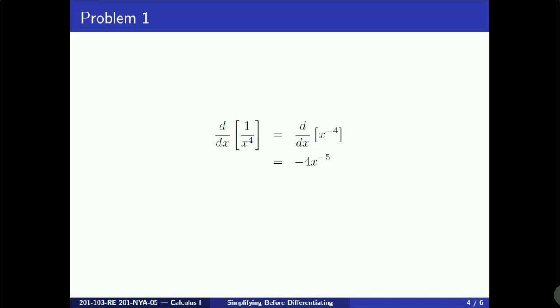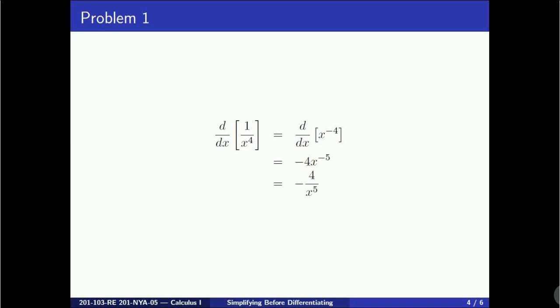So note that when we differentiate a power, the power always goes down by 1. So here by differentiating, we went from a power of minus 4 to a power of minus 4 minus 1, which is minus 5. So that could be our final answer, but it is usually best to write our final answer without any negative powers. Sending x to the minus 5 in the denominator gives a final answer of minus 4 over x to the 5.